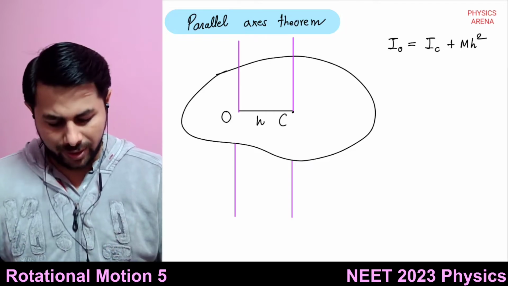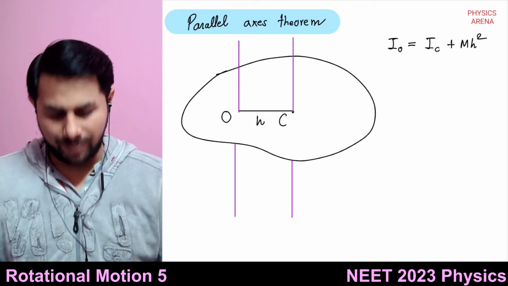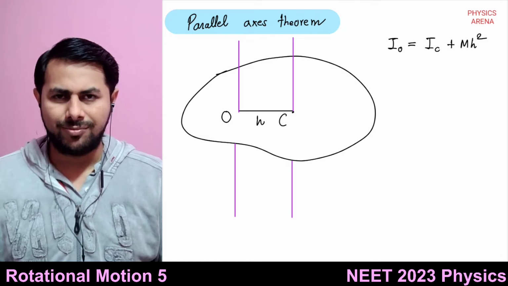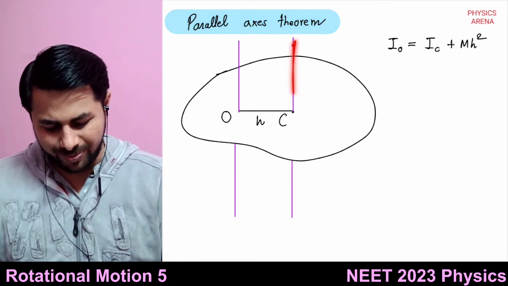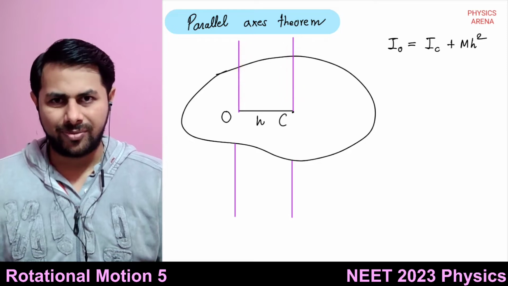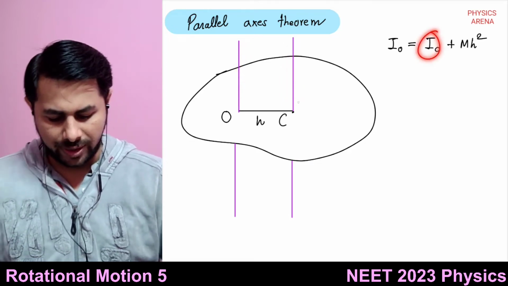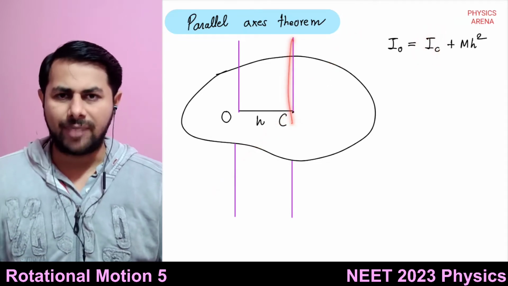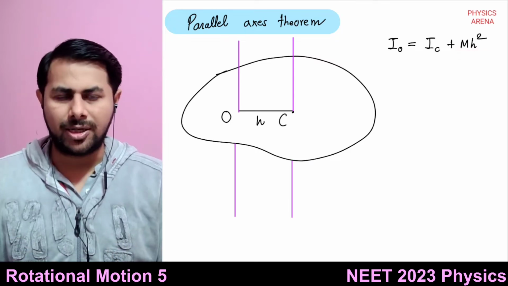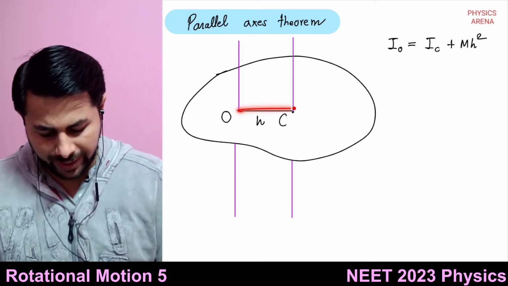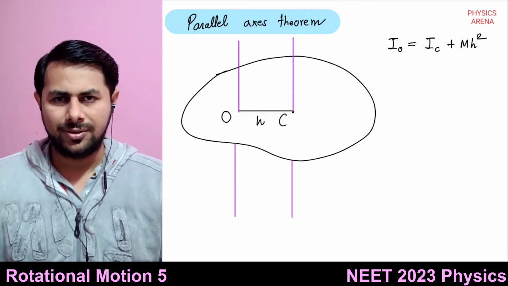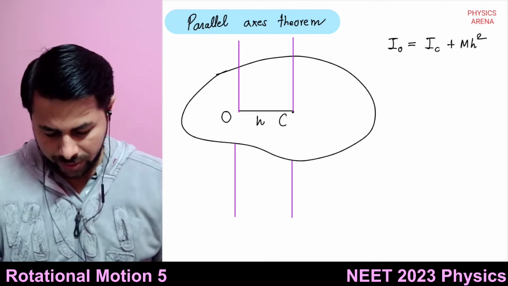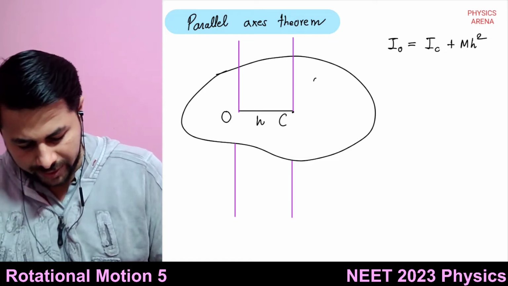Then the moment of inertia of this body about this axis is equal to the moment of inertia about the axis passing through the center of mass. But what kind of axis? This axis must be parallel to this axis, not any axis. It cannot be another axis passing through the center of mass like this. The two axes must be parallel, plus the mass of the body multiplied by h squared, where h is the distance between the two axes. So this is the parallel axis theorem. Is it clear?